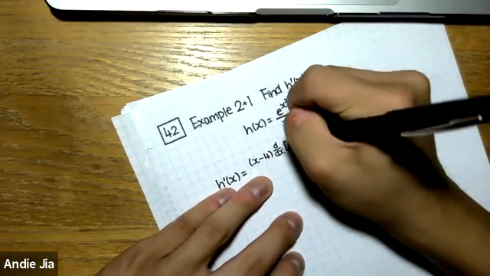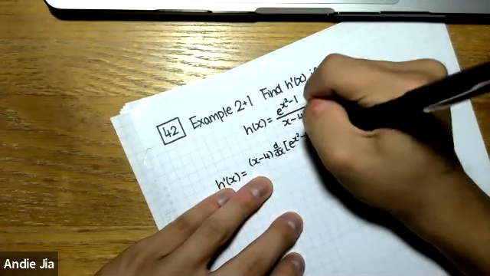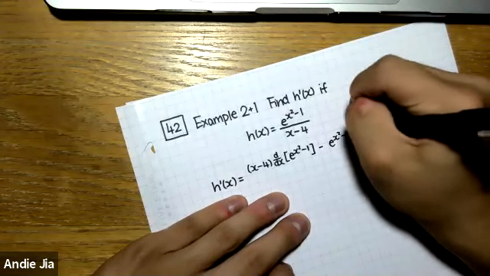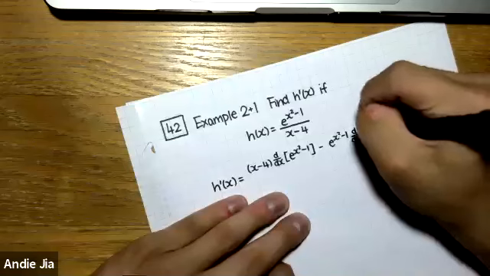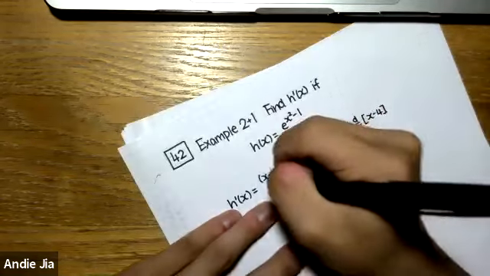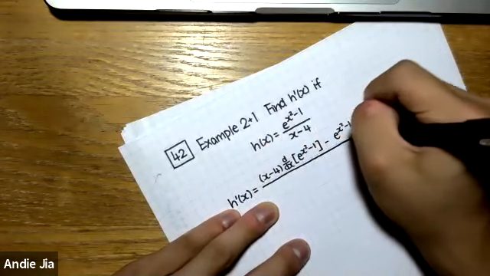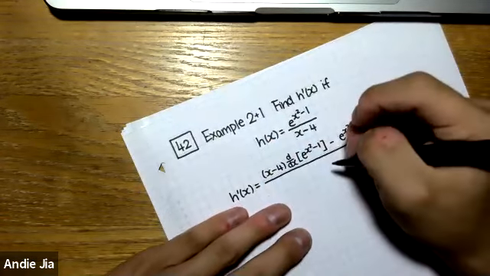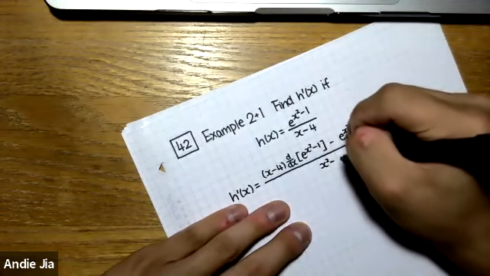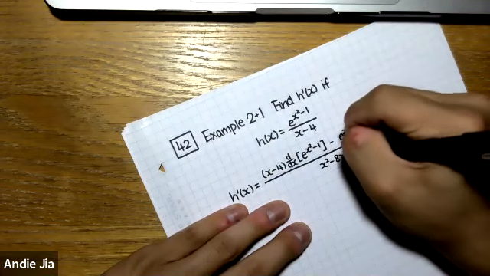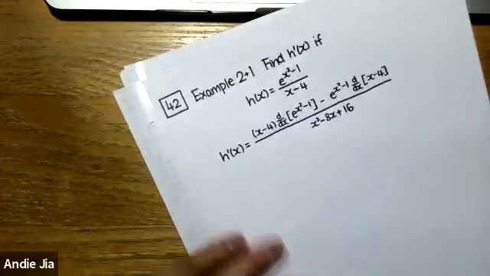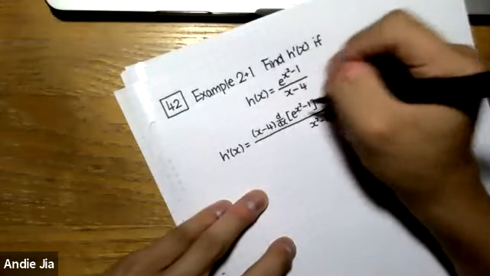Next, e^(x²−1) minus e^(x²−1) d/dx of (x−4), and the bottom is (x−4) squared, so we write it as this.